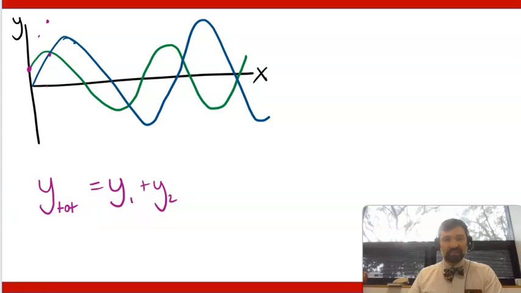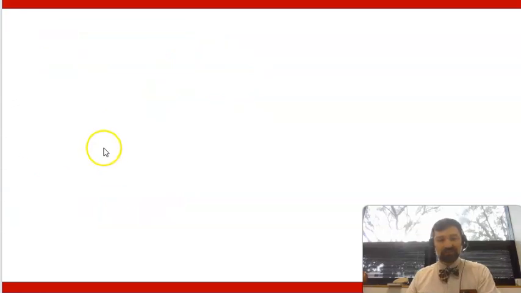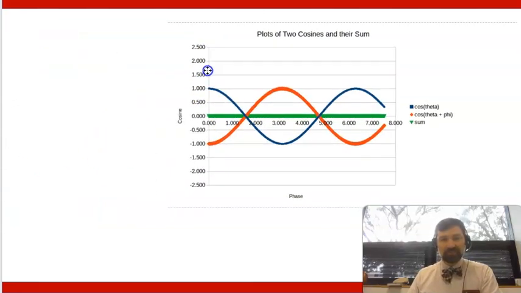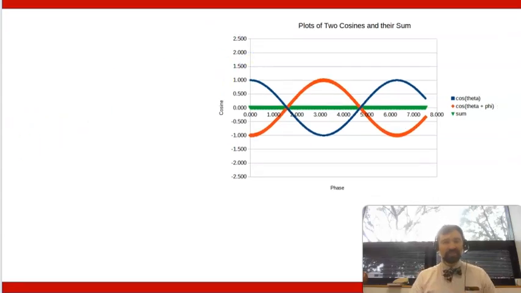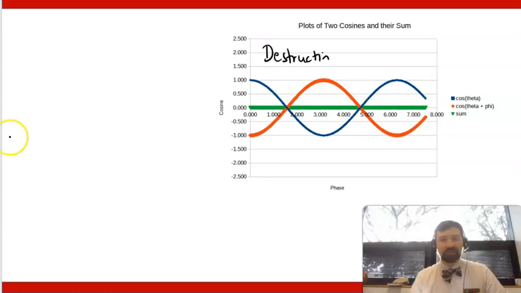So if we come back over here to our slides, I'm going to actually paste this one in, and I'm going to put a little note on this. This is what's called destructive interference. Our green line has a value of zero everywhere, at least at this point in time.